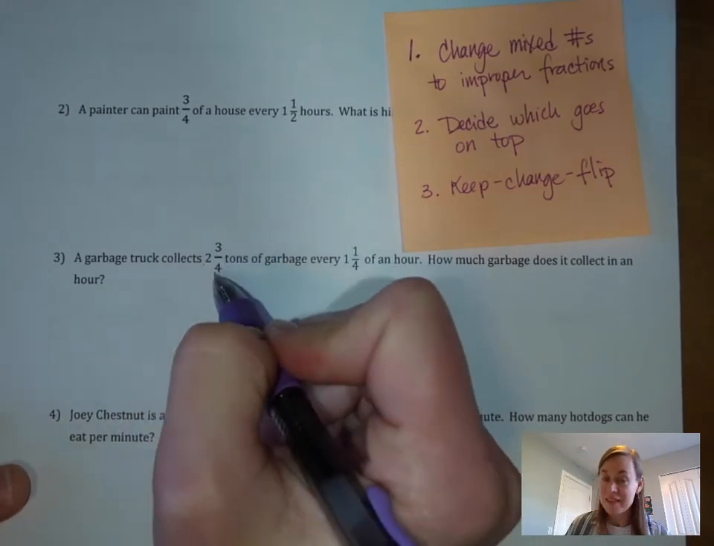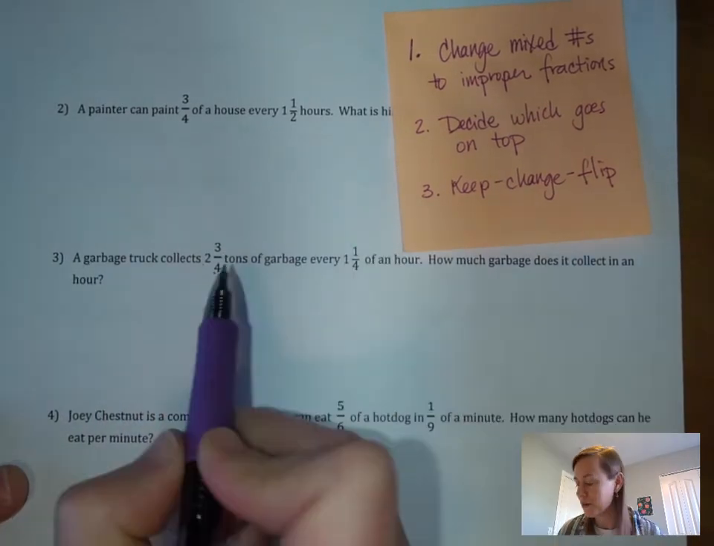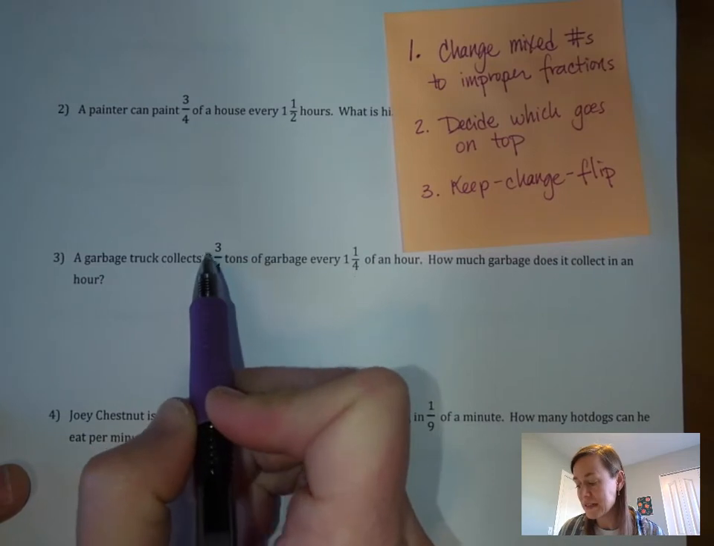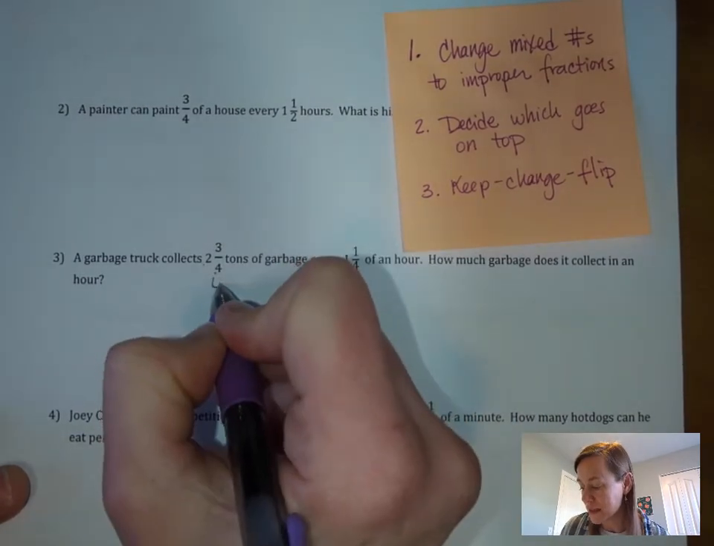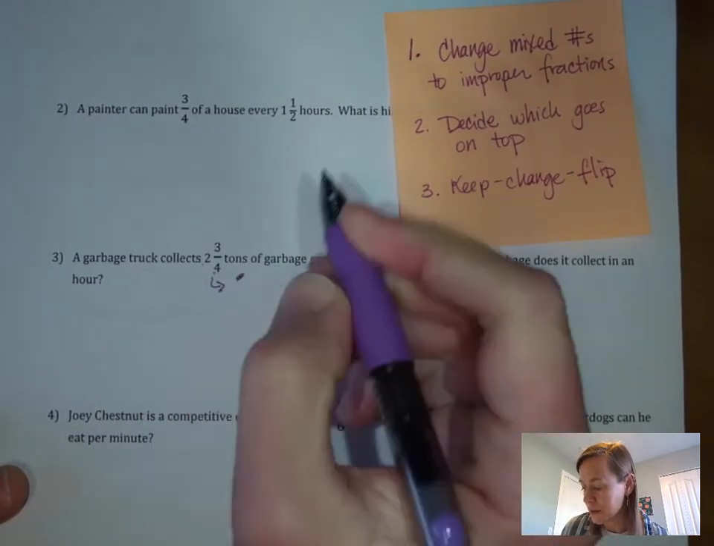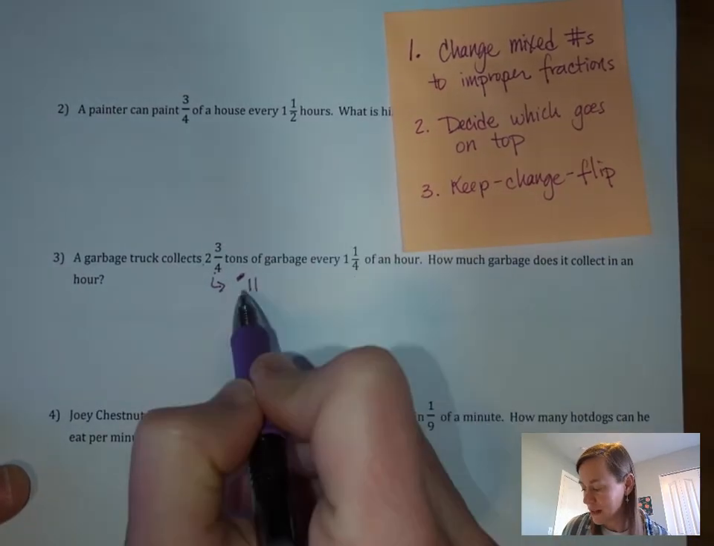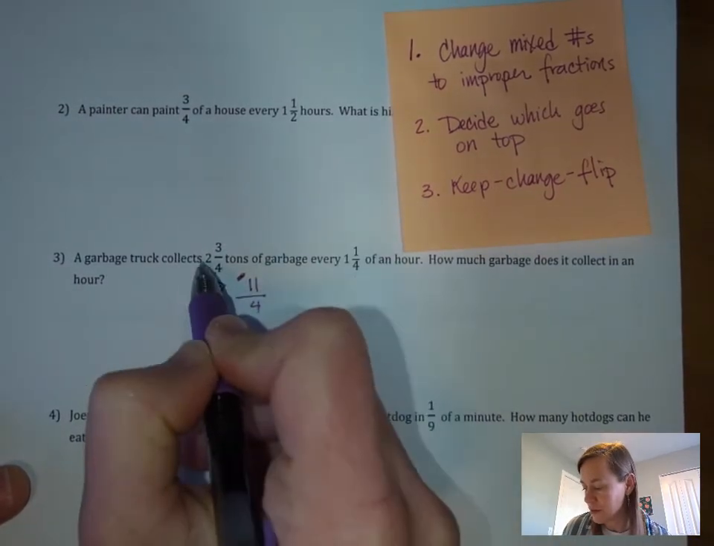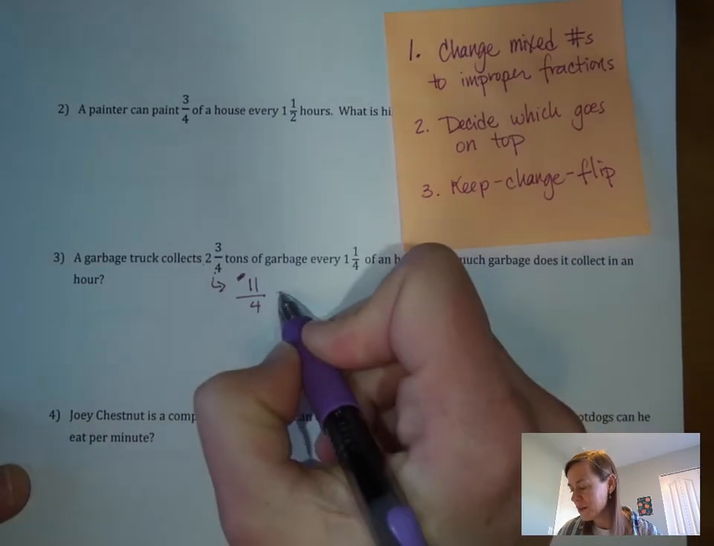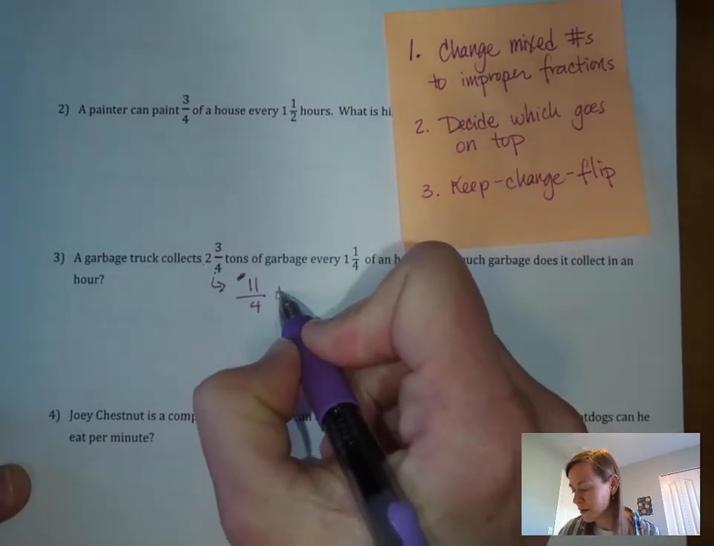Okay, 2 and 3/4, that's definitely a mixed number. Let's change it to improper. 4 times 2 is 8. 8 plus 3 is 11. So that's going to become, oh, whoops, I wrote it wrong. 11 and still over 4. 4 times 2 is 8. 8 plus 3 is 11. Yeah, okay, good. So 11 over 4 for the garbage.